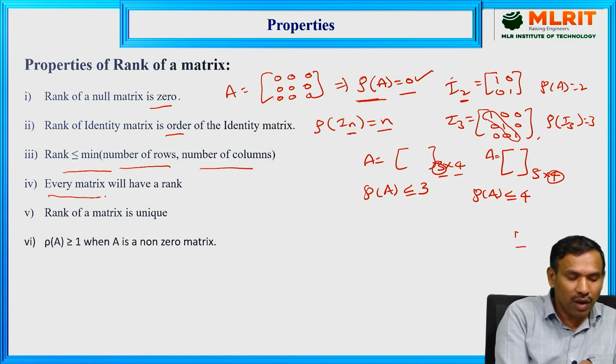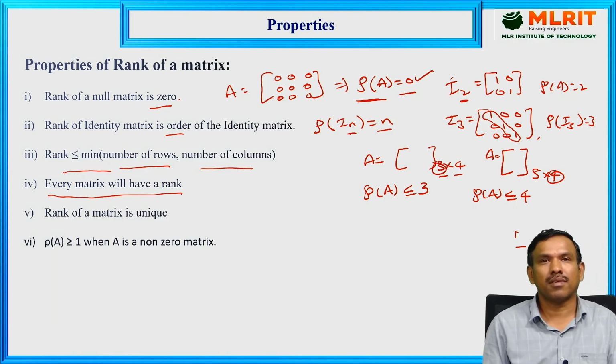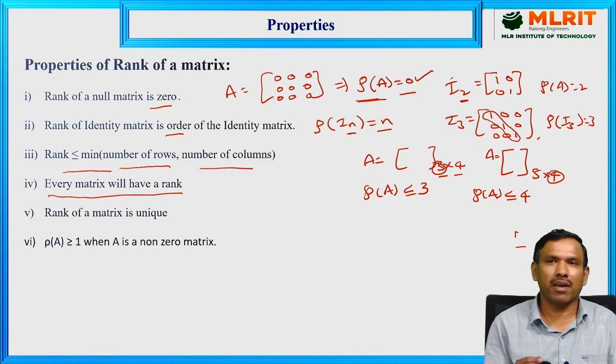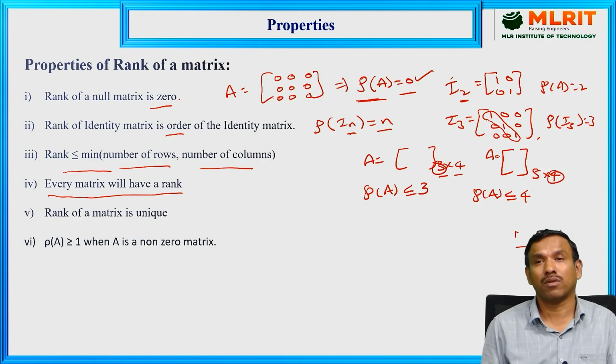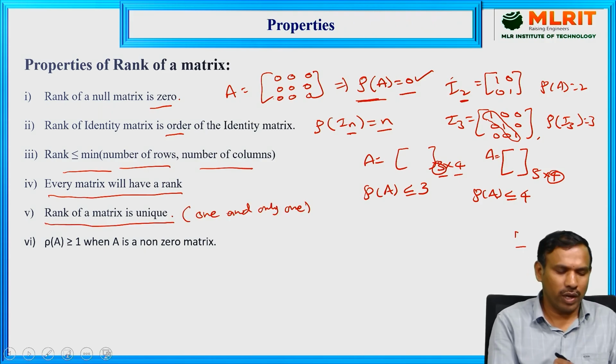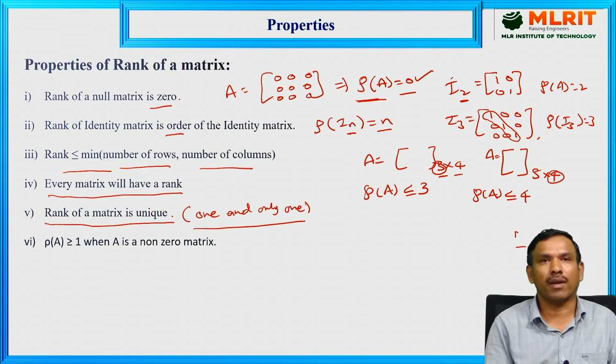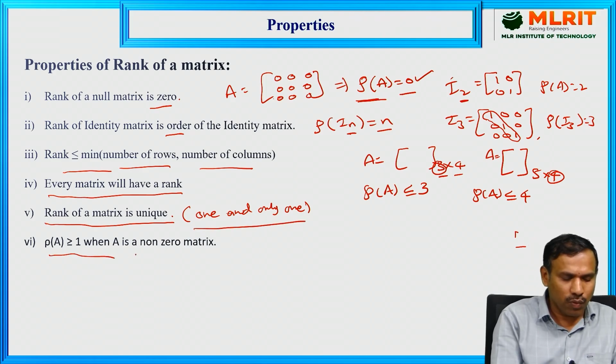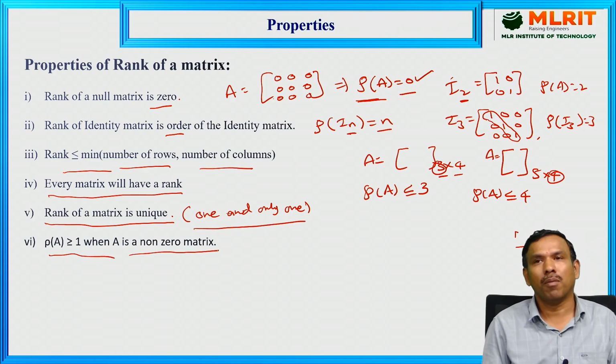Every matrix will have a rank. Whatever matrix you take, definitely it will have some rank, depending on the matrix. The null matrix has rank 0, other matrices have 1, 2, 3. Okay, next. The rank of a matrix is unique, that is, 1 and only 1. Rank of A is greater than or equal to 1 when A is a non-zero matrix. For every non-zero matrix, the minimum rank will be 1. So these are the properties.